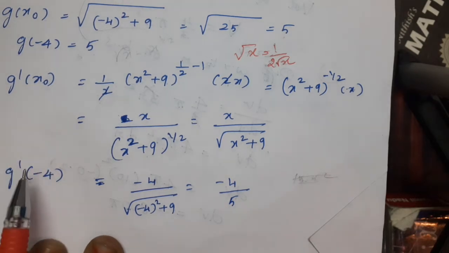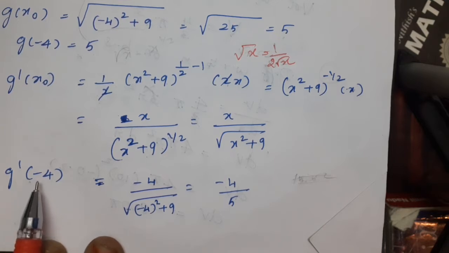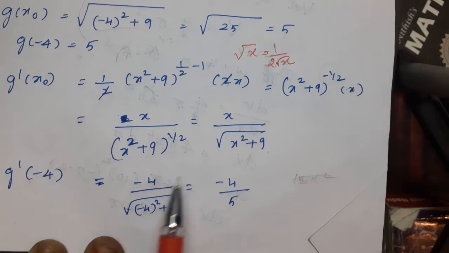So now again substitute the value. What is the indicated point? x naught. The indicated point is x naught equal to minus 4. Now you substitute it. Instead of x naught, you substitute minus 4. g dash of minus 4 equals, instead of x, you substitute minus 4: minus 4 by root of (minus 4) whole square plus 9.